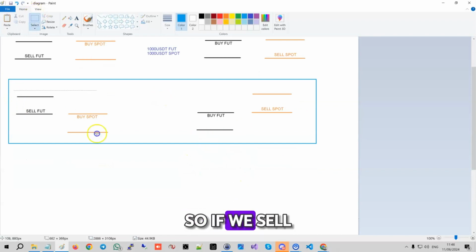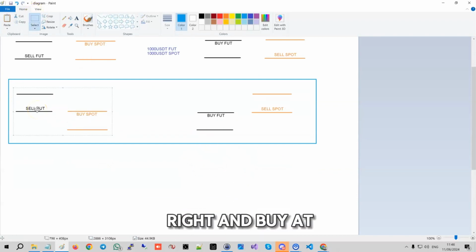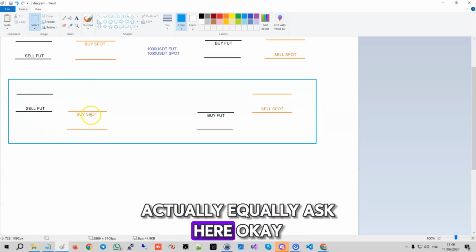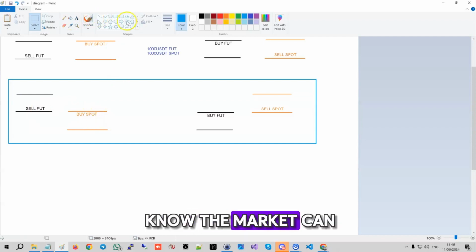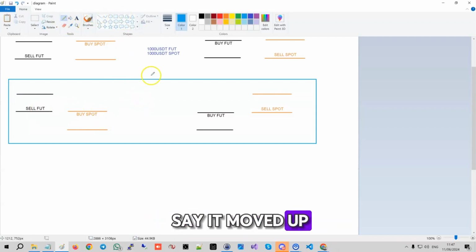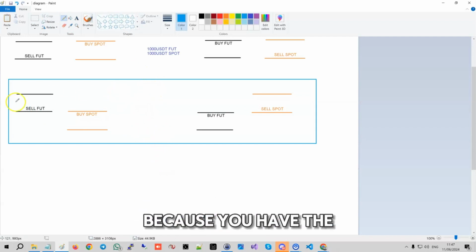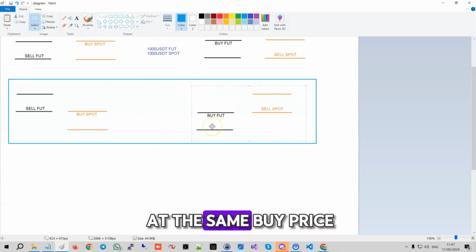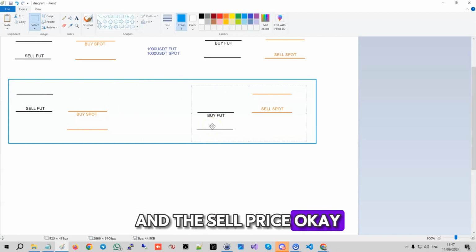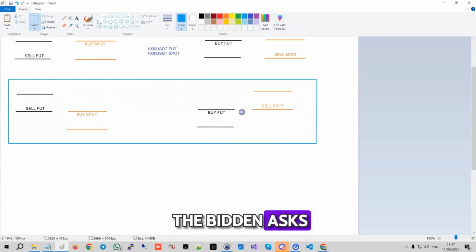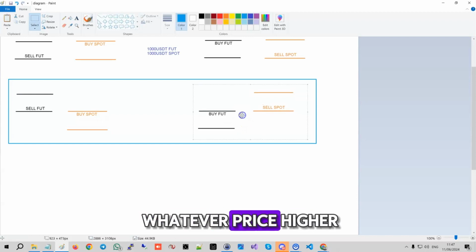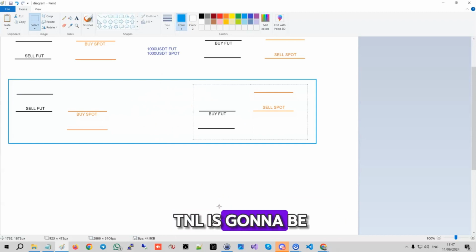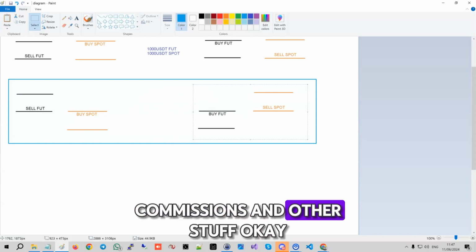So if we sell, right, and buy at the same price, so the bid will actually equal the ask here, okay? And then, I don't know, the market can go either way. So the market, let's say it moved up or it moved down, it doesn't really matter, okay? Because you have the same contract size, right? If you then exit at the same buy price and the sell price, okay? So if the bid and asks match again at whatever price higher or at whatever price lower, it doesn't matter. Your P&L is going to be zero, okay? I'm not talking about commissions and other stuff, okay?